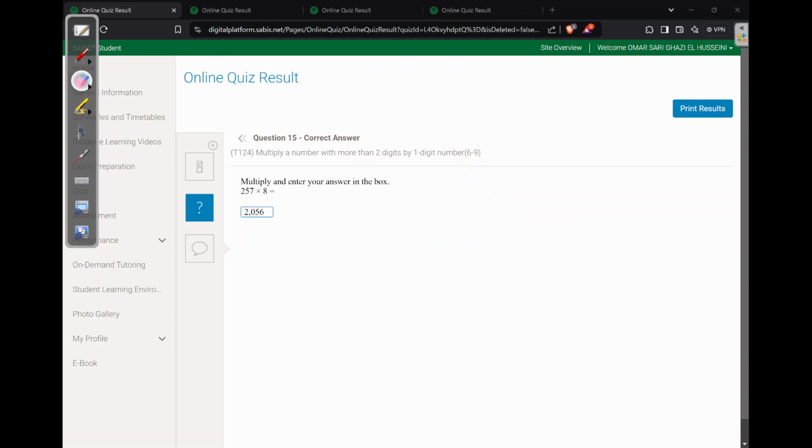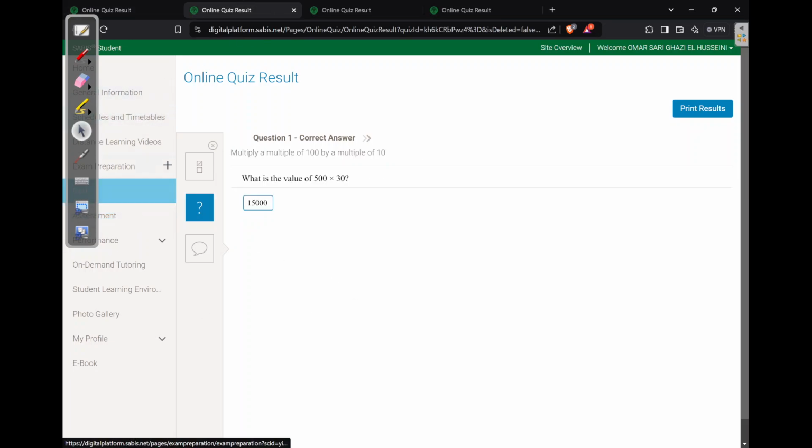Okay, now on to the next section. Section 5, chapter 5, section 5. Okay. Here it's super easy. 500 times 30, or 5 times 3 equals 15. We add those zeros at the end, so it's 15,000.